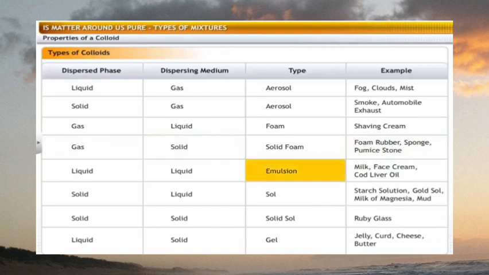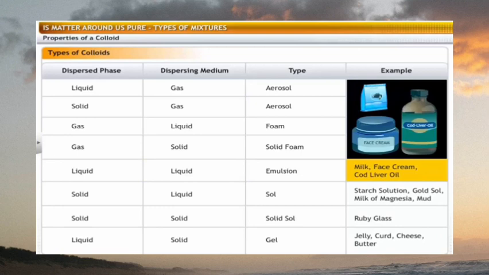An emulsion is a colloidal system in which both the dispersed phase and the dispersing medium are liquids. The liquid, which is the dispersed phase, is not miscible with the liquid, that is, the dispersing medium. Milk is an emulsion in which the dispersed phase is liquid fat and the dispersing medium is water. Face cream and cod liver oil are other examples of emulsions.